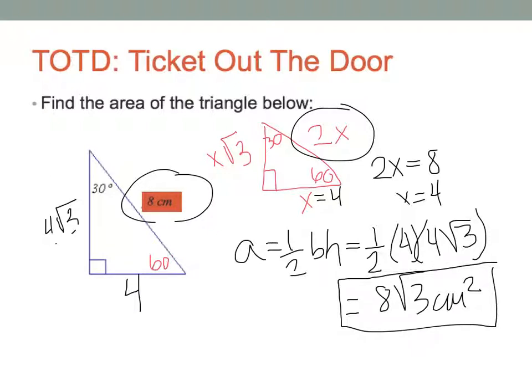Let's get used to using our 30, 60, 90s and our 45, 45, 90s, and we'll use that a lot the rest of the chapter.